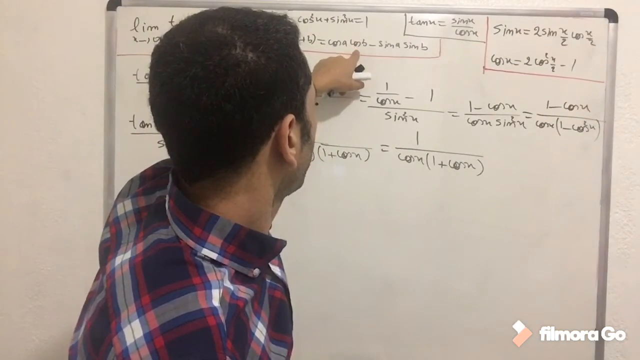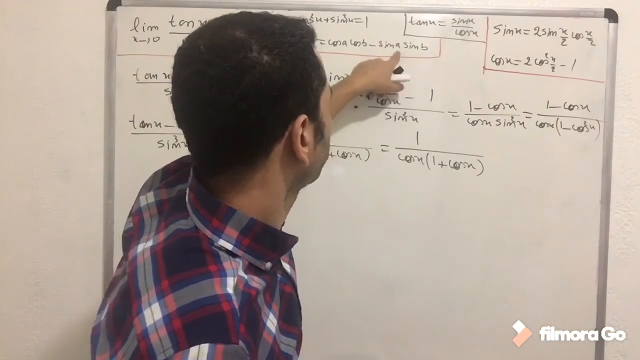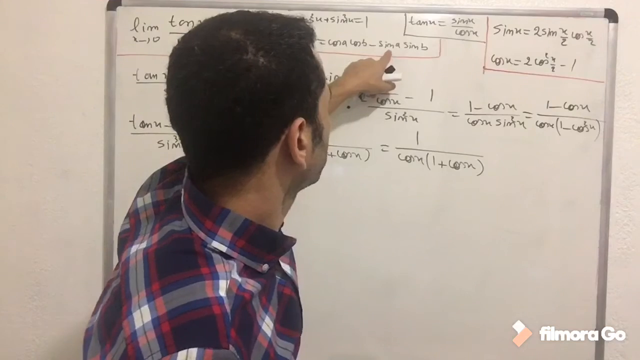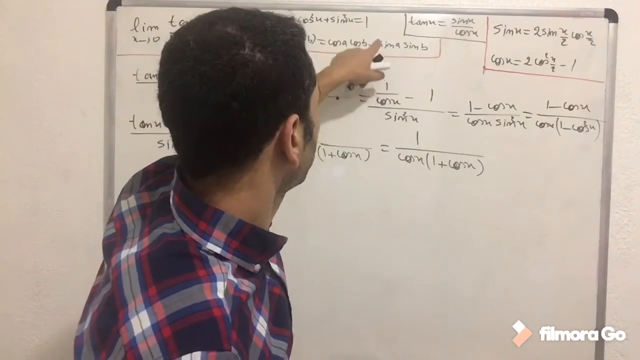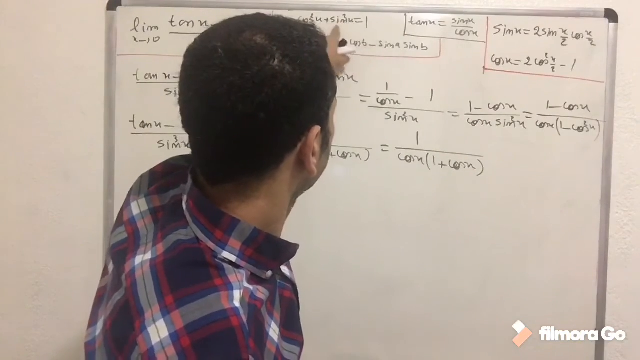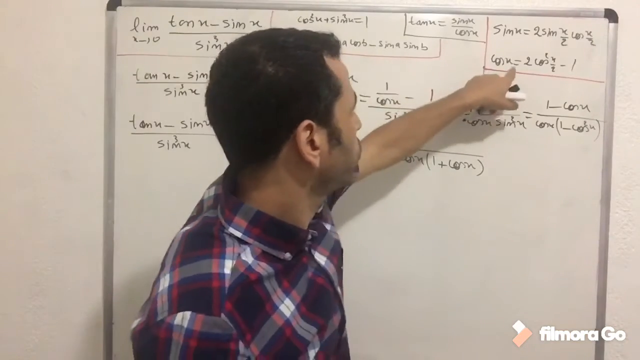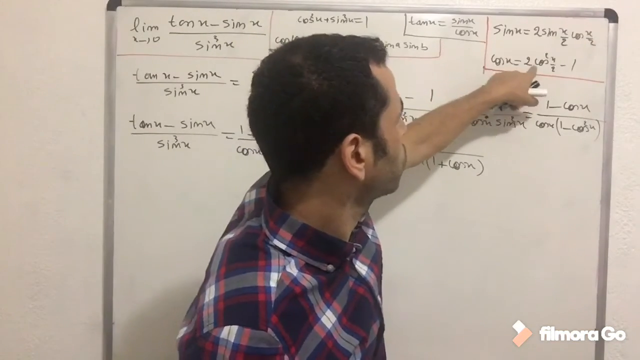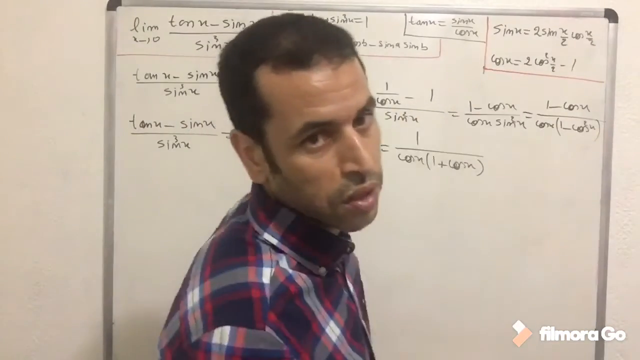Cosine square of x over 2, minus, with a equal to b equal to x over 2, sine square of x over 2. Let's replace sine by this formula as well. So at the end, it gives you cosine x equal to 2 cosine square of x over 2 minus 1. Okay? You should figure it out. This is not a big deal.